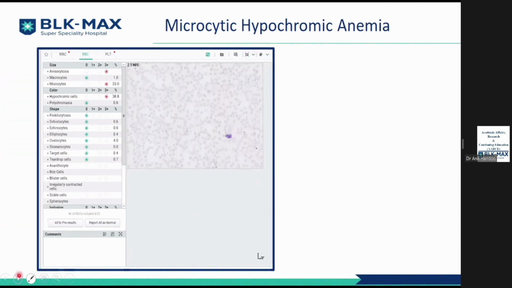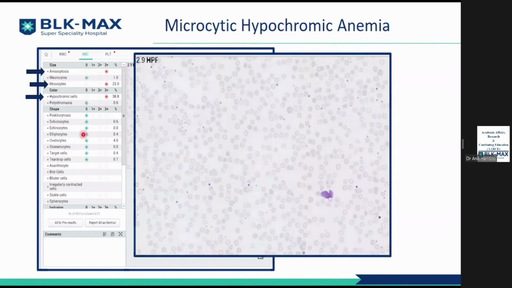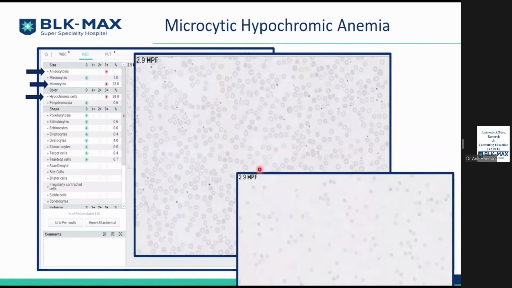Now, let's look at the other aspect here. Obviously, what you're able to see in this particular case is that the RBCs have highlighted anisocytosis, macrocytosis, and hypochromia. And you can already see this happening in the image as well. And when you put it on a relatively higher power, you're able to pick it up further. Just look at the picture, which is showing you all these hypochromic microcytes.